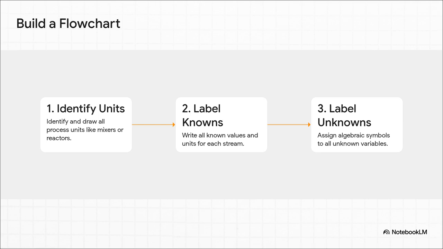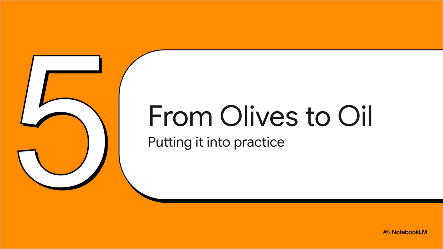You label everything you already know, and for everything you don't know, you give it a symbol, like X or M.2. And just like that, you've got a visual guide to your entire problem. Okay, theory time is officially over. Let's put all this stuff into practice. We're going to use our brand new toolkit, the classification, the balance equation, and the flowchart to solve a real problem from start to finish.